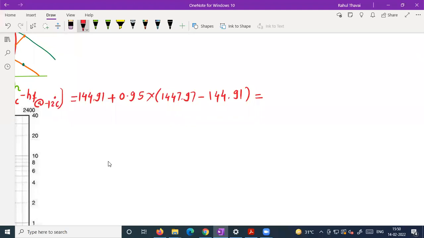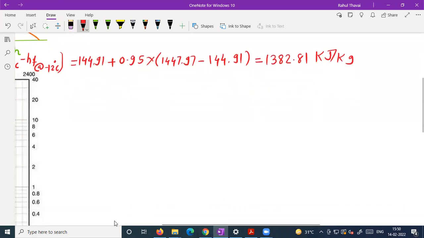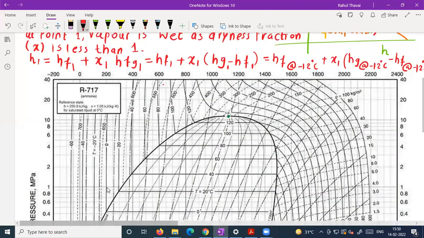144.91 plus 0.95 into 1382.81, which gives 1461.2.81 kilojoule per kg. Every answer we will get in kilojoule per kg. Is that okay? Yes.